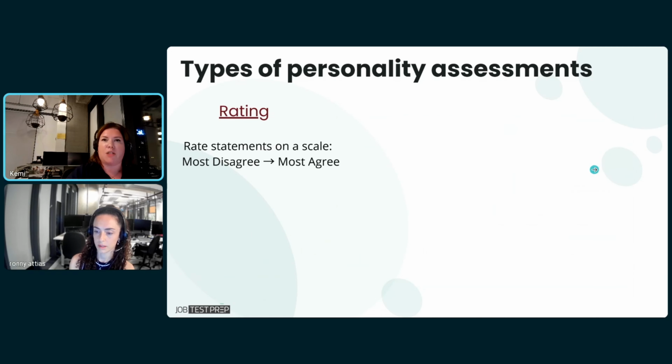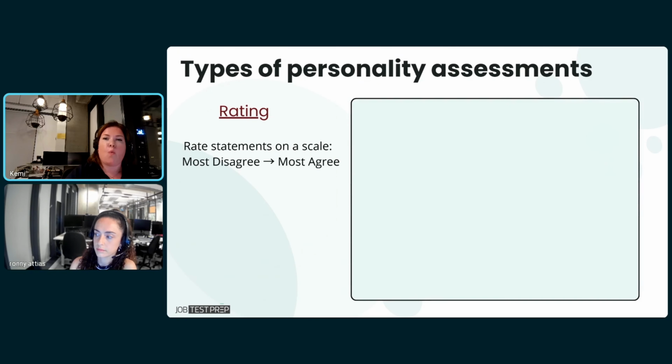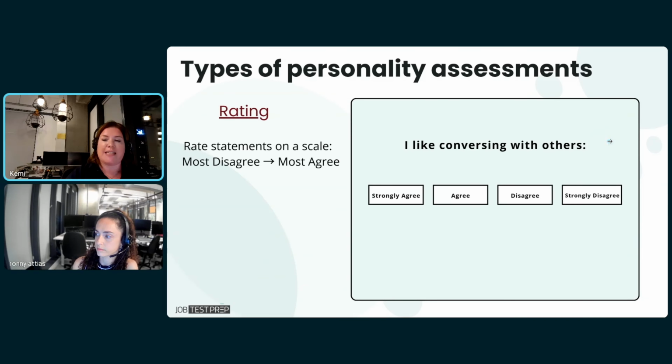Finally, we'll talk about the rating scale style of personality assessment. This is slightly different to what we talked about. It is not forced choice. What you will see over here, in the formatting, is that you will get one statement on its own, and you will have to rate that statement independently from the statement you saw before or the statement that you will see after. You rate it on a scale of strongly agree to strongly disagree.